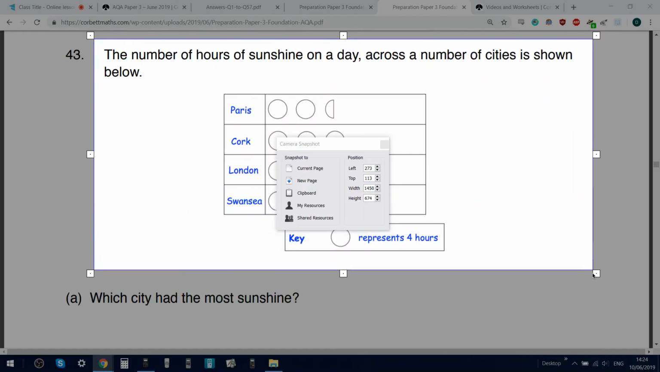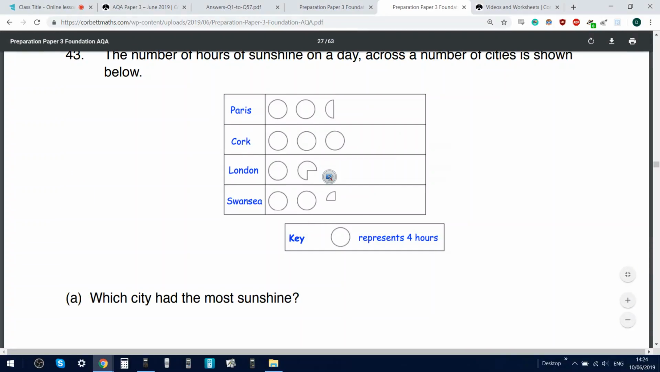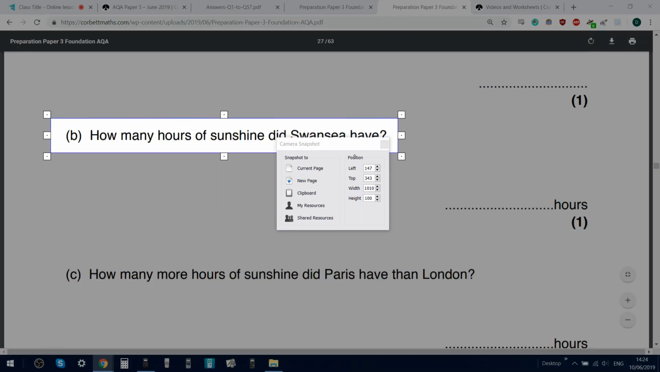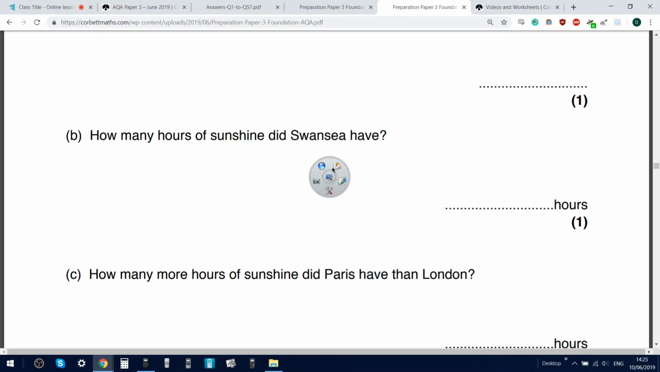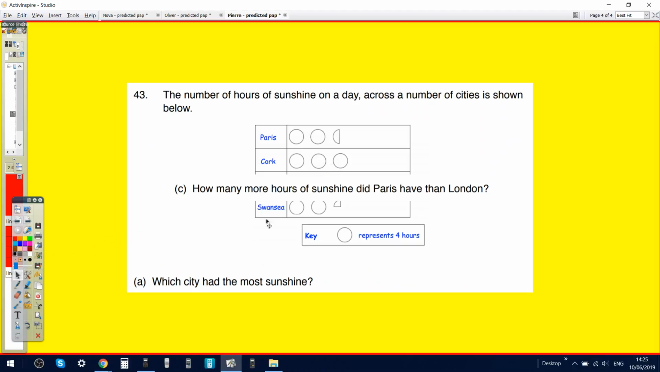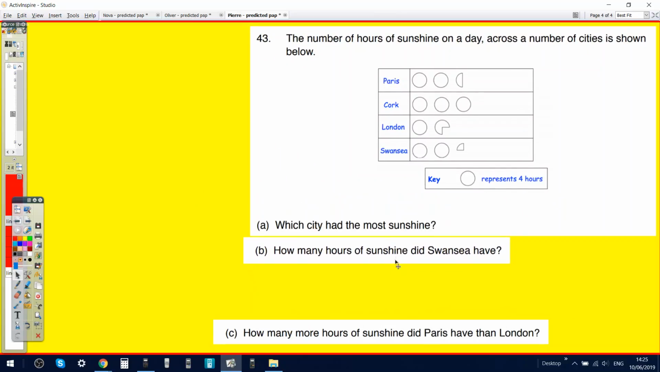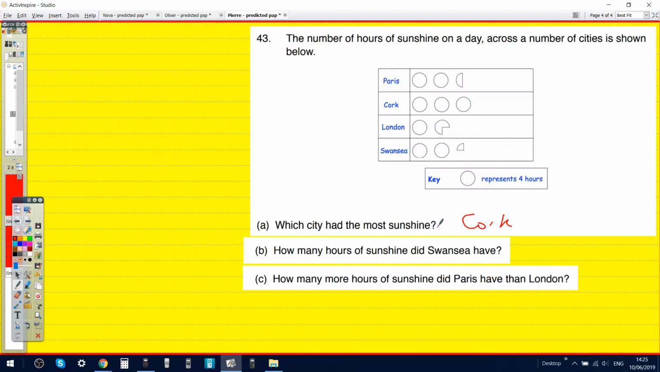So which city had the most sunshine? So it's going to be Cork. Okay, B. How many hours of sun do you have? So that's 8. So half of a circle would be 2 hours. Half a circle would be 1 hour. So 9 hours. Yep.